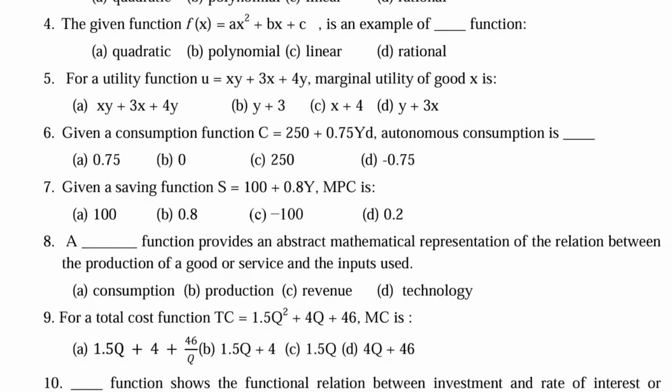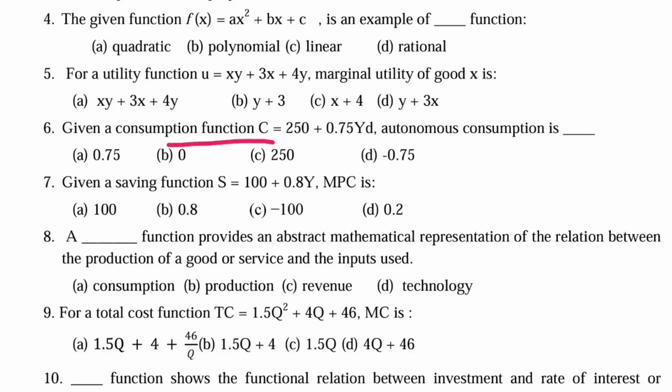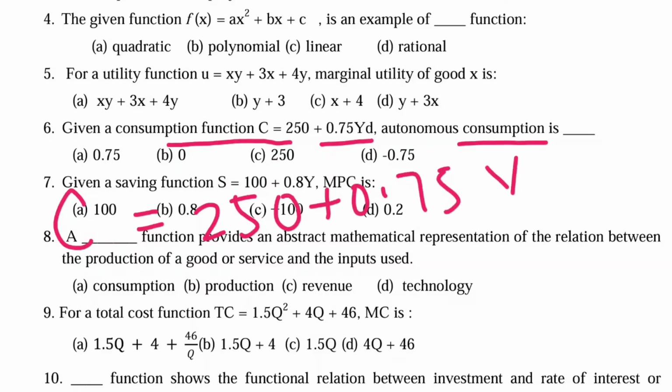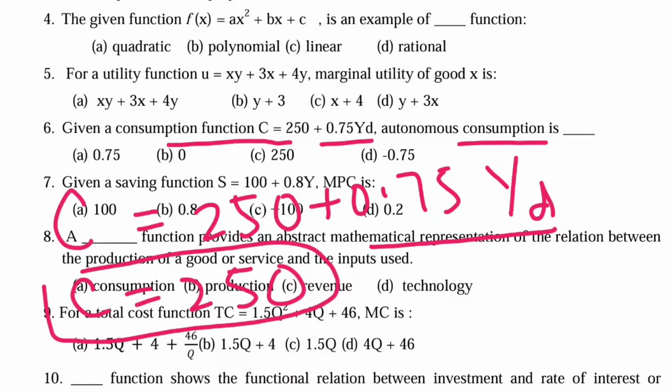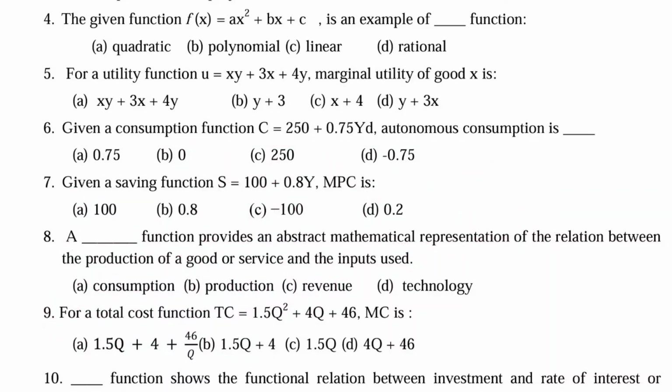Next question is, given the consumption function c is equal to 250 plus 0.75 yd, where yd denotes the disposable income, autonomous consumption is. So since we have c is equal to 250 plus 0.75 yd, yd denotes disposable income. Now when disposable income is equal to 0, or we have 0 income, consumption will be equal to 250. So this 250 shows us autonomous consumption when our income level is 0. So 250 will be the autonomous consumption.